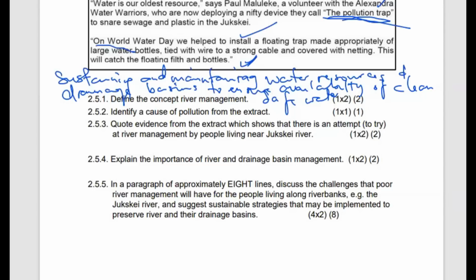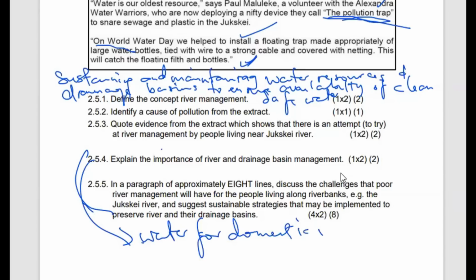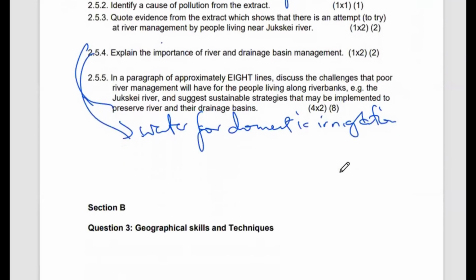Right, explain the importance of river management and drainage basin management. Why is it important that we manage rivers and we manage our drainage basins? Right, for obvious reasons, we need water for the different purposes. If we don't manage our rivers, it means we're going to have insufficient water for the different uses. So we need water for irrigation, for domestic use, and other uses. That is why it is important for us to manage the rivers. If we can't manage the rivers, then where are we going to get the water for those purposes?